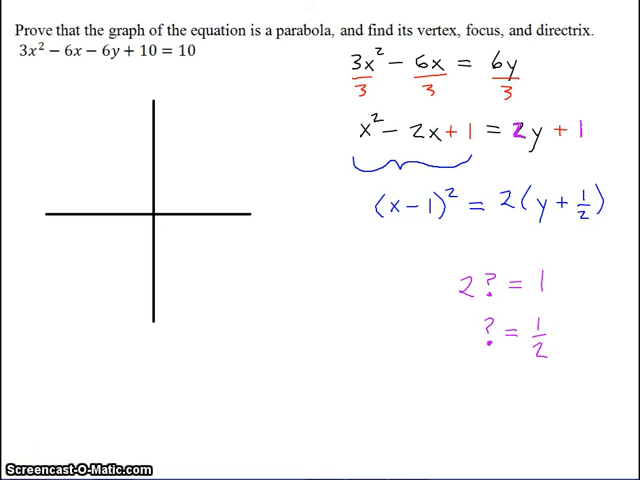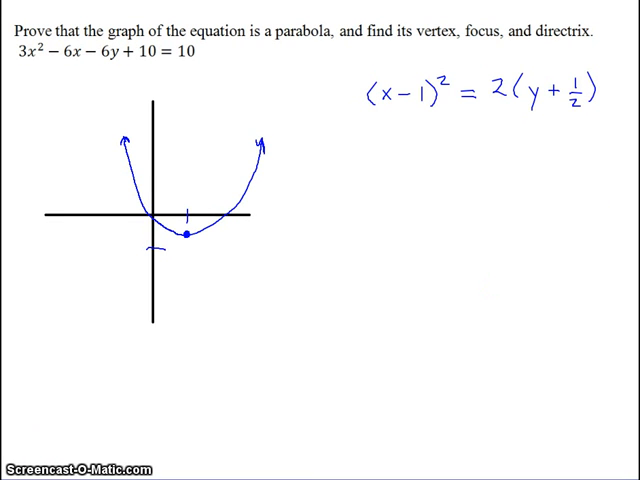Let's go ahead and plot the vertex and see what the graph should look like. Okay, so we have a parabola with the vertex at (1, -1/2), and it's faced up. The p-value is positive, so it's faced up. So we know that the focus point needs to be somewhere in the cup of the parabola, and the directrix needs to be in back there. So that visual will really help us understand the placement of the focus and the directrix.